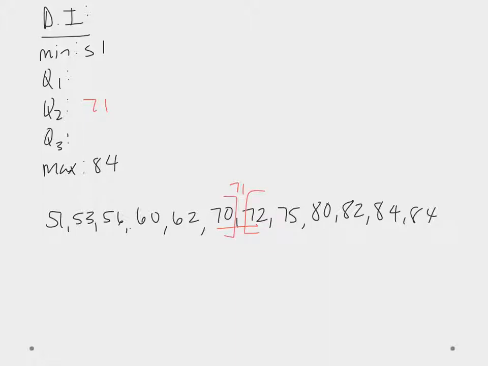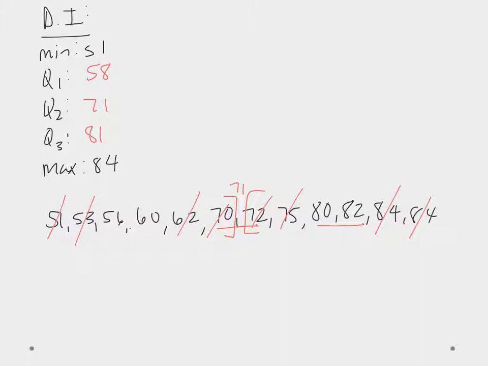Then we need to find the lower quartile. So cross those out. The average of 56 and 60 is 58. So that's quartile 1. And then the average of 80 and 82 is 81. All right. We'll come back to those values. All right. So that's Dauphin Island.